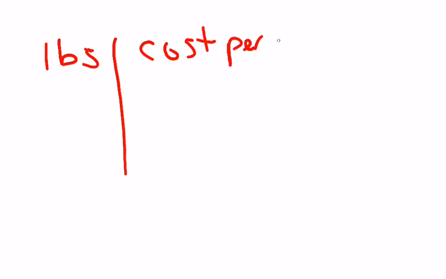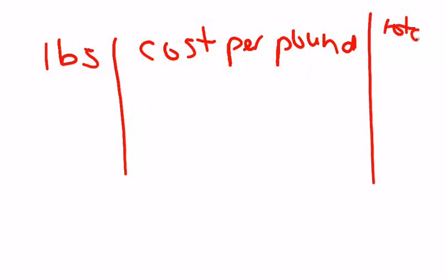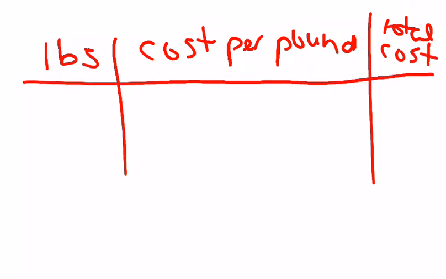Another problem: chocolates costing $8 per pound are to be mixed with chocolates costing $3 per pound to make a 20-pound mixture. If the mixture is to sell for $5 per pound, how many pounds of each chocolate should be used? So in this case, a chart tends to be a little bit easier to keep track of everything. So we're looking at three things: the pounds of chocolate, the cost per pound, and then the total cost.